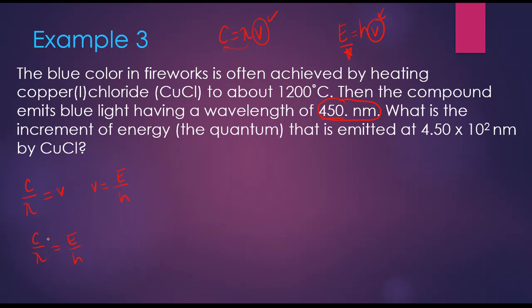Okay, and then if I wanted to solve for energy, all I would have to do is multiply both sides by h and move that over to the other side. So c times h over lambda equals energy. You would get this particular equation if you decided to combine the two. And if you do it this way, then you don't have to do two separate calculations. You can combine them all at once.